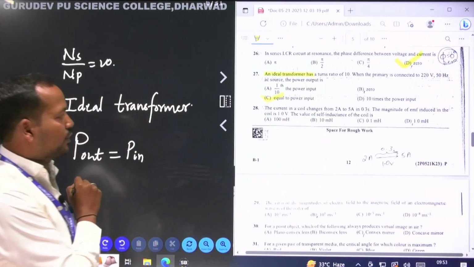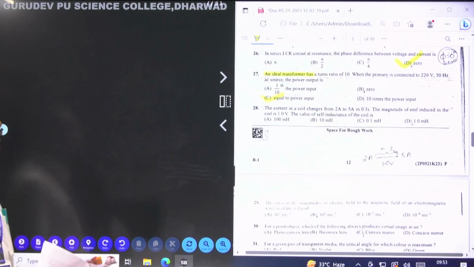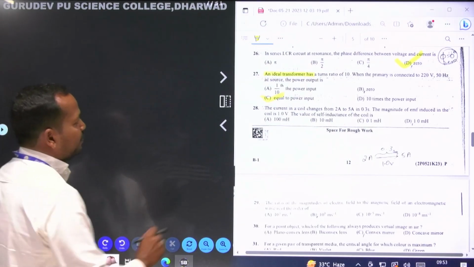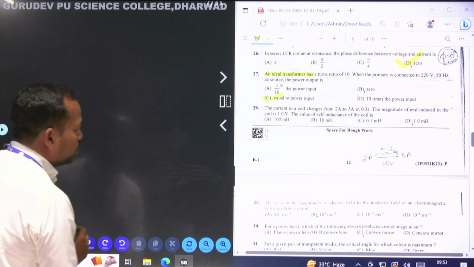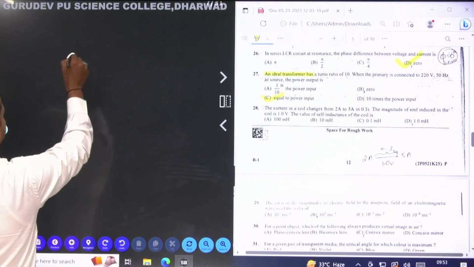Now we will move to the next question, the 28th question. That is, the current in a coil changes from... So current is changing from where to where? That is dt.